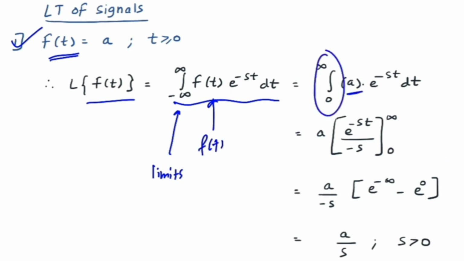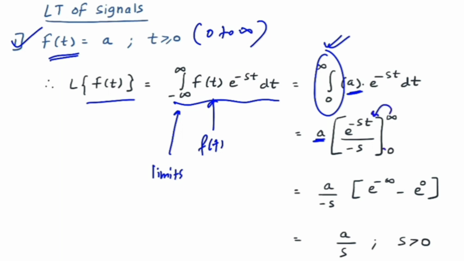This is a very important point. Check what the limit is and how the function is behaving in that limit. So t greater than 0 basically means 0 to infinity. From 0 to infinity, my function is behaving as a constant, which is a. Now in this case, you can solve the integration. A is a constant, take it outside. The integral of e raised to minus st would be e raised to minus st upon minus s.